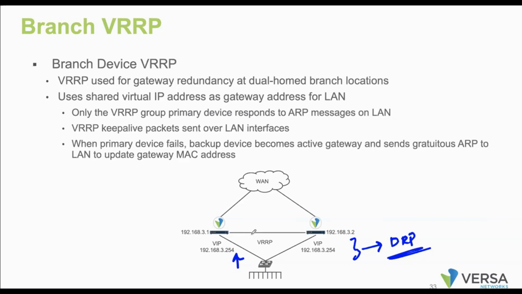With a dynamic routing protocol, we can use both links at the LAN side. So with either of these two solutions, VRRP or dynamic routing protocol, you can achieve redundancy at the LAN side.